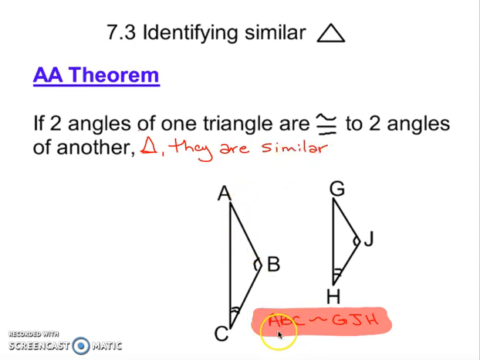So if we look down here, we can see we have a similarity statement. ABC is similar to GJH. And we can see here we have angle-angle that is congruent with this angle-angle. So again, if two angles of one triangle are congruent to two angles of another, they are similar. So these would be similar.